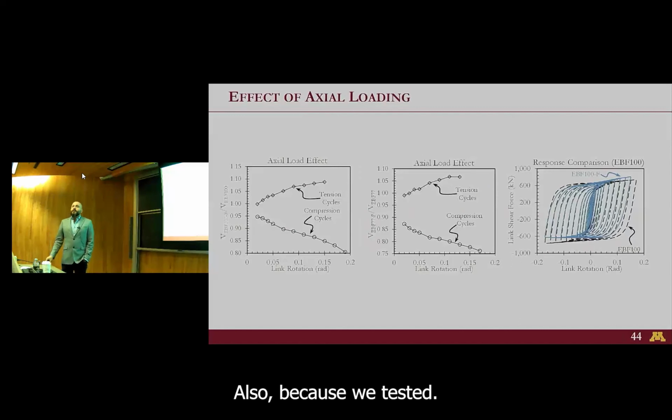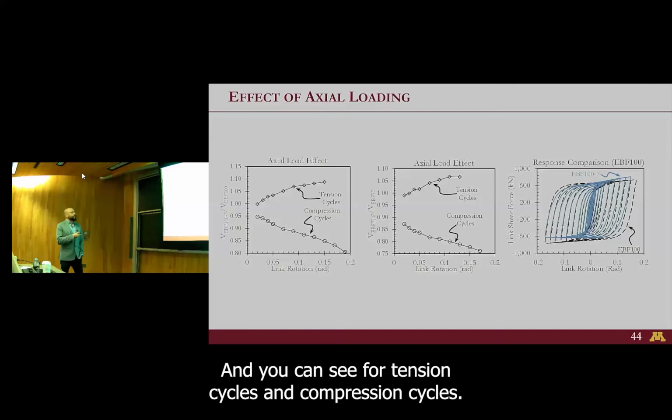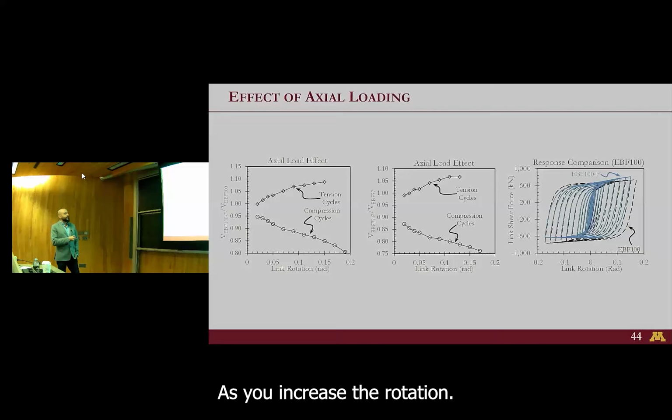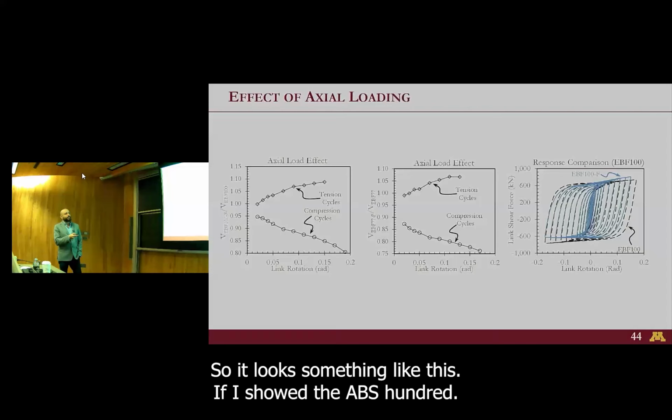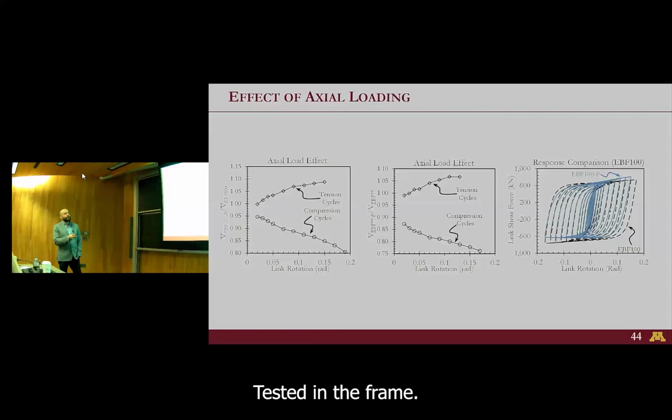Also, because we tested in the frame setup with axial load, that gave us the opportunity to study the effect of axial load on the link. And you can see for tension cycles and compression cycles, as you increase the rotation, the drop in compression goes down and increase in tension goes up. So it looks something like this. If I show the EBF 100 tested in the frame versus a component test, you see something like that, right? It's a second order effect.